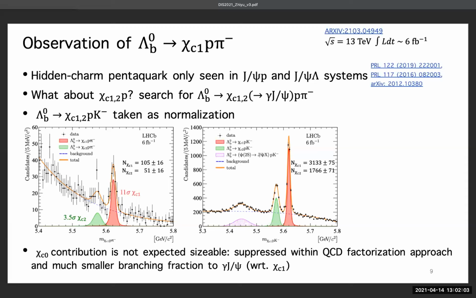Here, the Xi c0 contribution is not expected to be sizable because it's suppressed with the QCD factorization approach and has a much smaller branching ratio to gamma Xi compared with Xi c1.